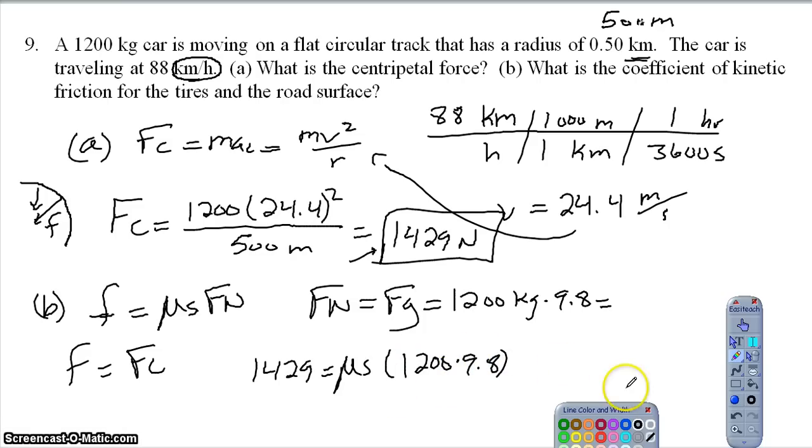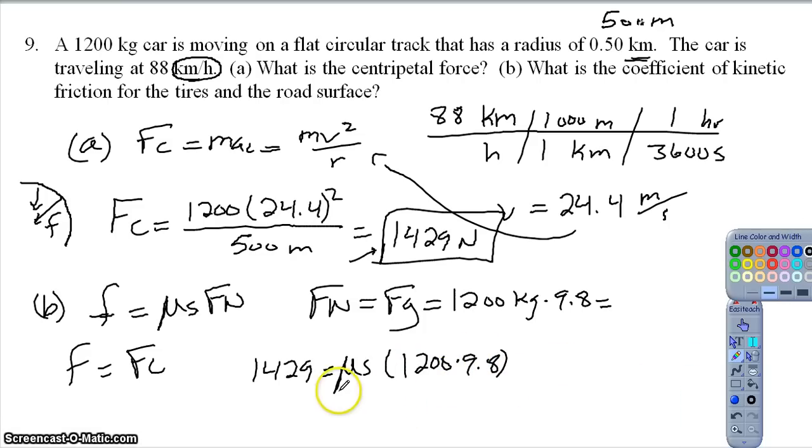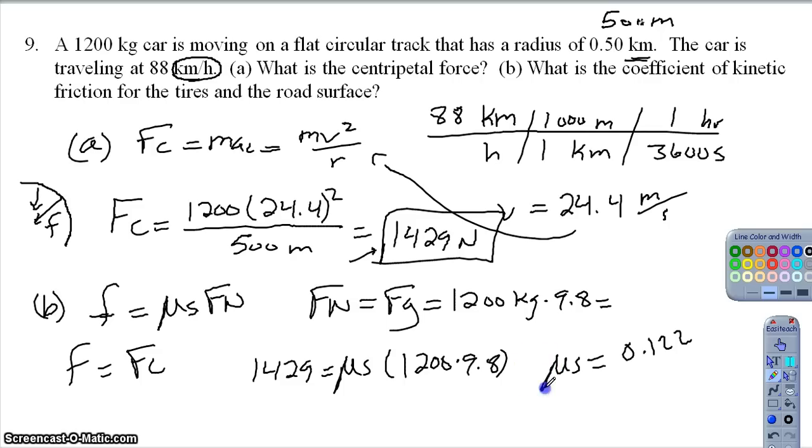Then it's just a matter of solving for, again, my coefficient of static friction, my mu of s. If I calculate this, I find that to be about 0.122. So the coefficient of static friction that prevents us from slipping there is 0.122. No units on that.